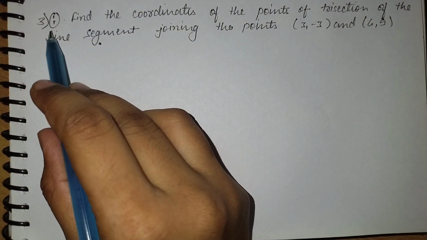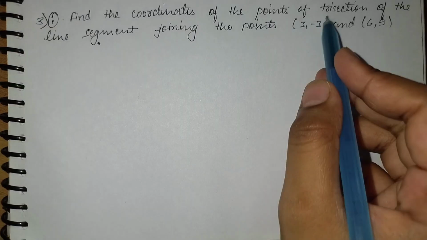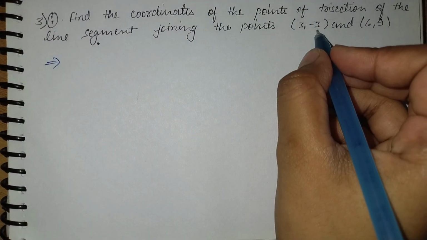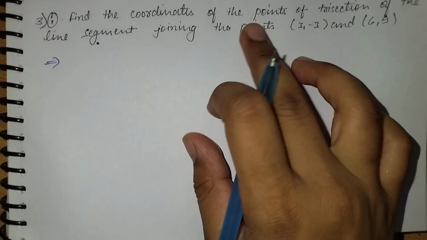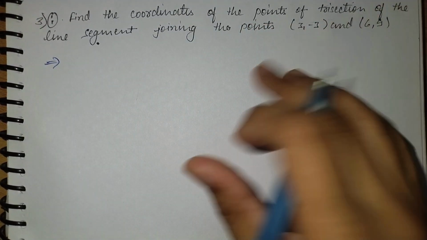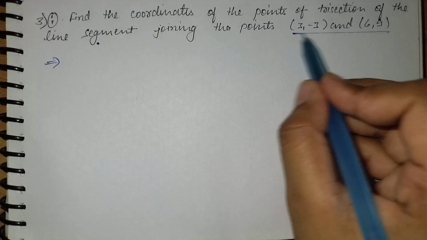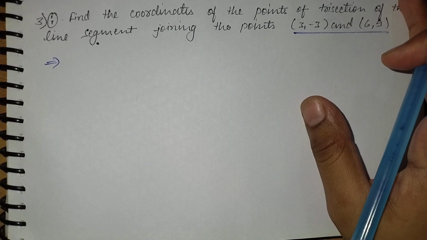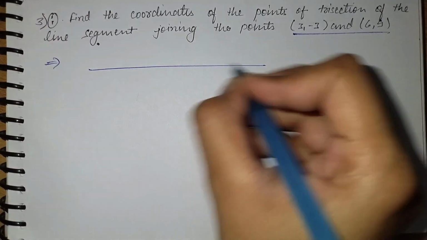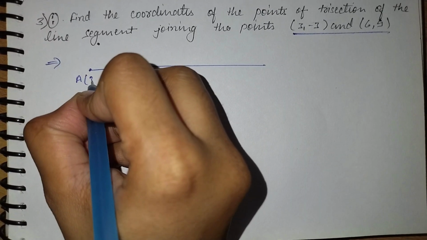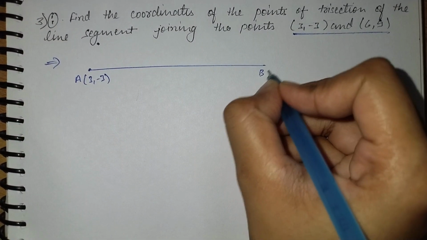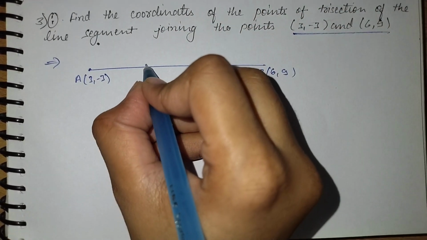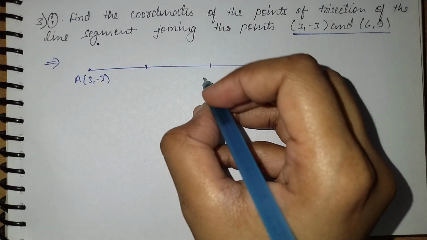Now let us solve question number 3, first part. Find the coordinates of the points of trisection of the line segment joining the points 3 comma minus 3 and 6 comma 9. If there is trisection, it means the line is divided into three parts. So if I draw the line, this is the point 3 comma minus 3, and this is the point 6 comma 9. In three equal parts, it is divided like this.